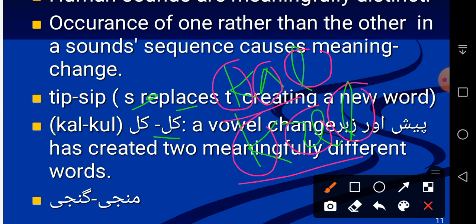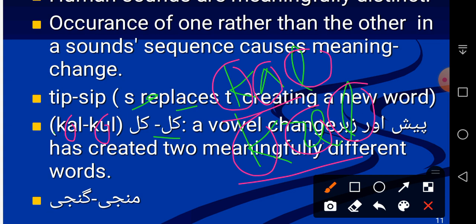Like kal hum bazaar jayenge, or kal humne match khela. Kul milakar 11 khiladi the, kul, total. So by changing one phoneme, that is one vowel sound, there is a change of meaning.